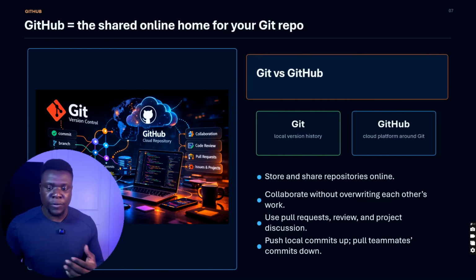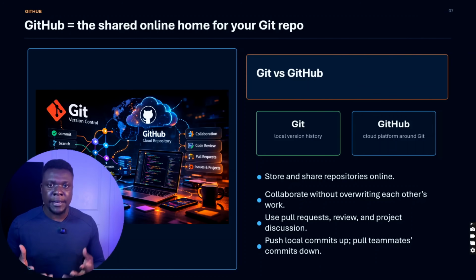It lets you collaborate without overriding each other's work. You can use pull requests to review project decisions. You can also push local commits. Like I explained before, a commit is like saving. Basically, a commit means save. It can push local saves up so teams can collaborate.